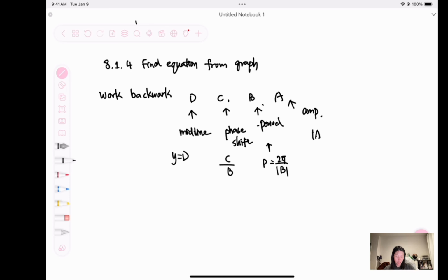Amplitude is the absolute value of A, or half of the max minus the minimum. That also gives you the A. Sometimes you need to consider whether the graph is shifted upside down or not. If it is flipped upside down, we need to put a negative on the whole function.